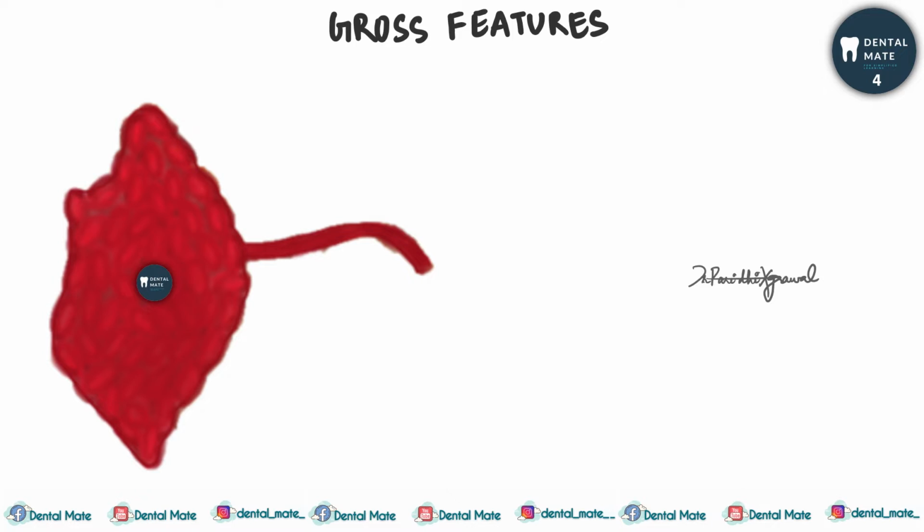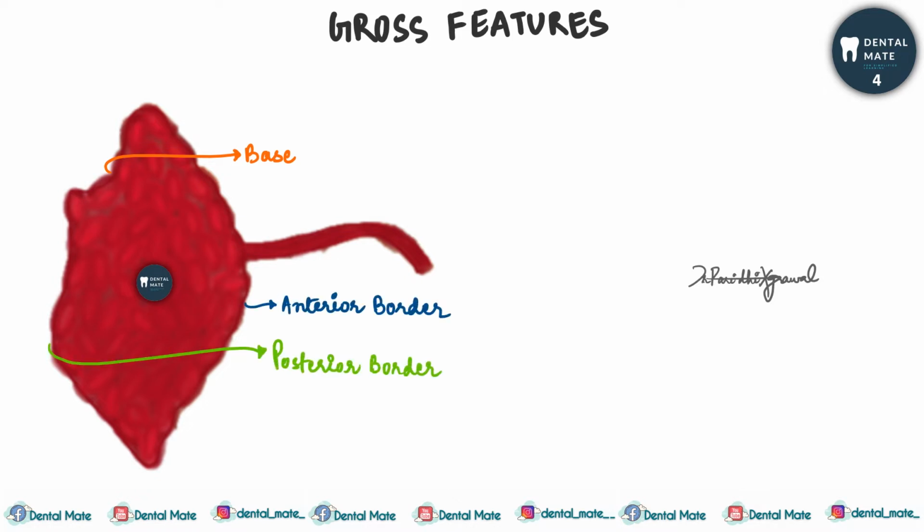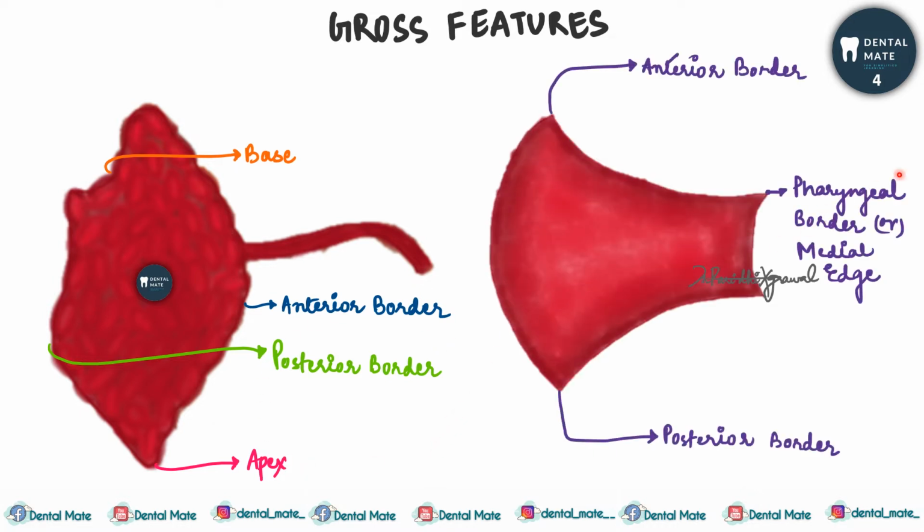If we see the features of the parotid gland, it has 3 borders and 4 surfaces. What are the borders of the parotid gland? First of all, this is the base. We have the anterior border, the posterior border, and the apex. So the parotid gland has a base and the apex, anterior border, posterior border, also the pharyngeal border or the medial edge. This is the cross section of the parotid gland. So it has 3 borders and 4 surfaces.